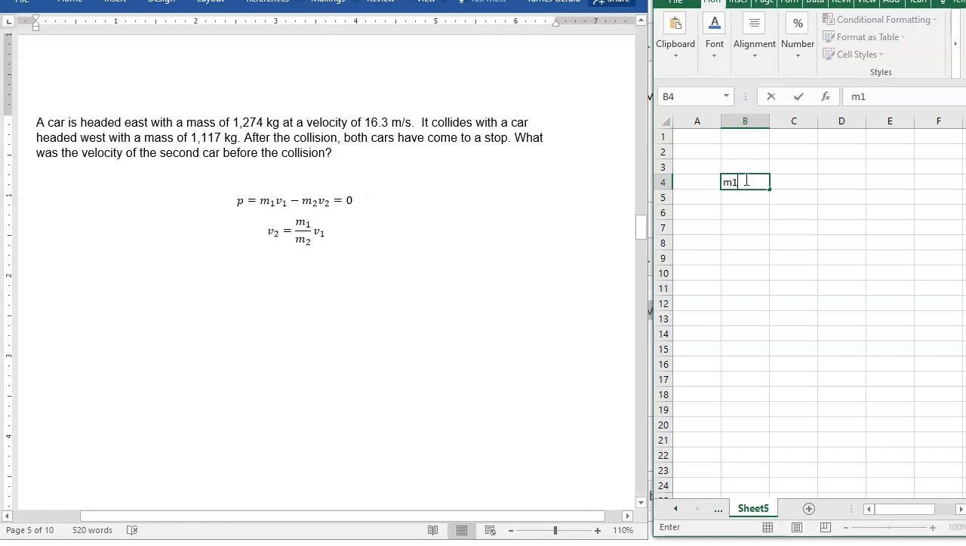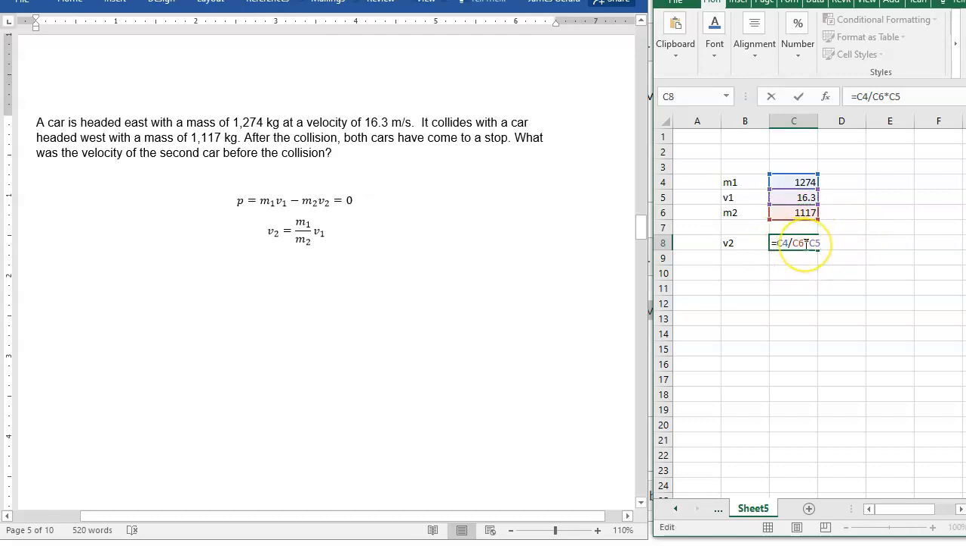Let's do some calculations. m1 is 1274, v1 is 16.3, m2 is 1117, and so v2 is simply m1 divided by m2 times v1. Now, Excel does order of operations of equivalent operations like division and multiplication from left to right. So it's going to do that division first and then the multiplication.